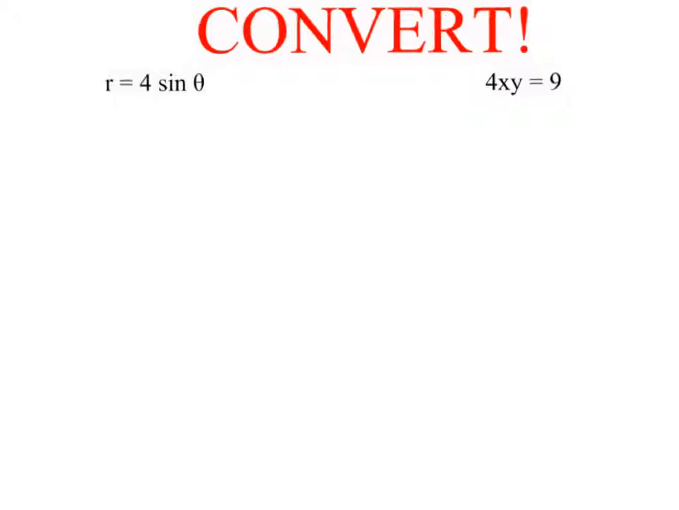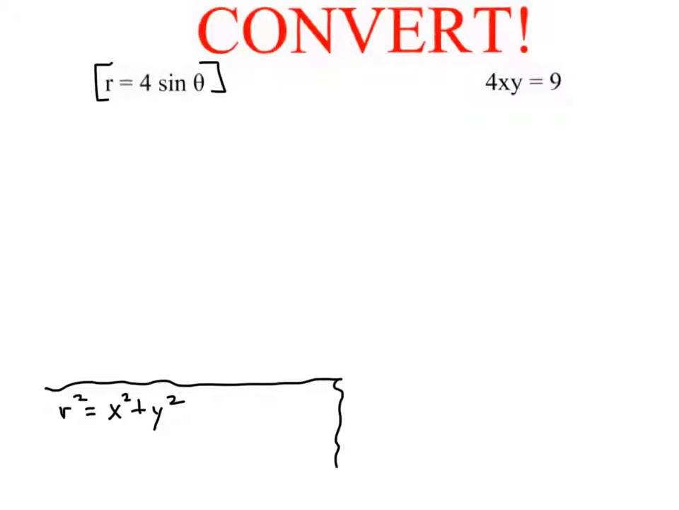And again, you kind of think about these conversions, and you say, well, I know that r squared is equal to x squared plus y squared. So maybe squaring both sides. It's tempting to do that, or to think that the square root of x squared plus y squared is equal to 4 sine theta. What if I multiplied both sides by r? So I have r squared equals 4r sine theta. Well, now this is x squared plus y squared, and this is y.